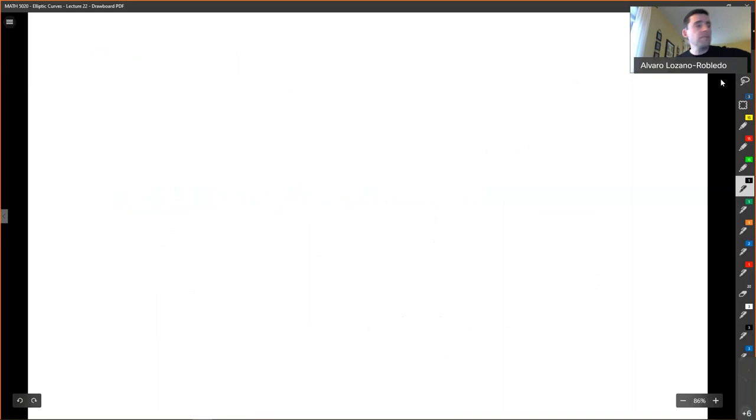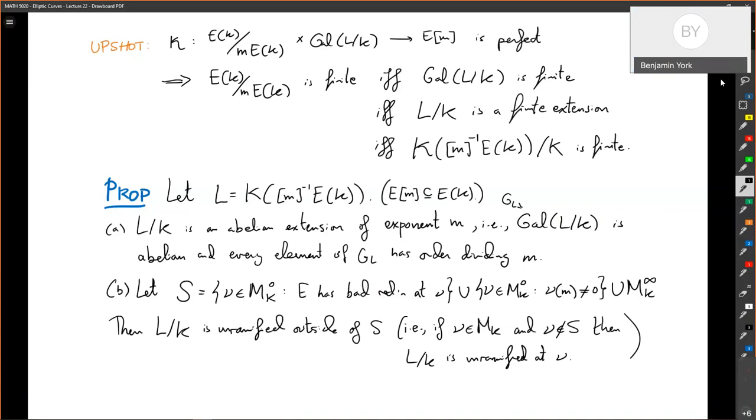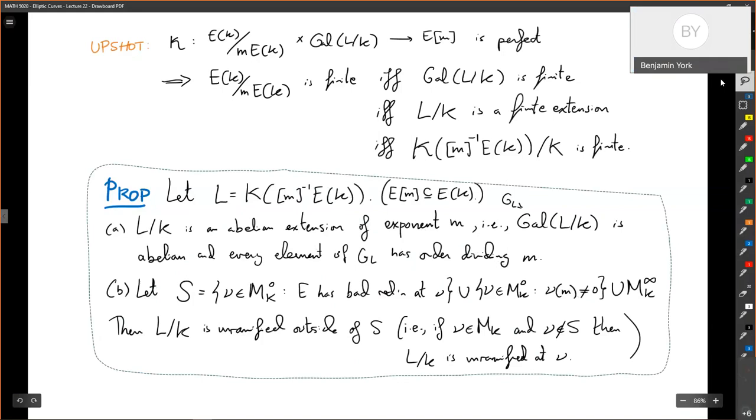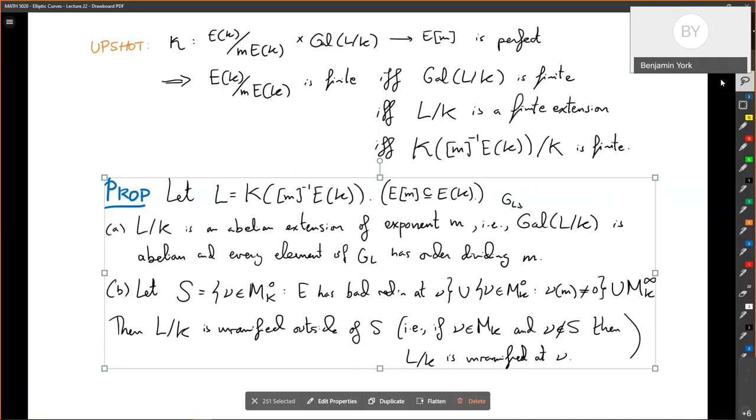I believe, can we stay here for just a moment? Yeah. Can you remind us, what do we mean when we say that L over K is unramified at a place? I remember those being the nu term being a valuation. Is that just an interchangeable term for at a place?